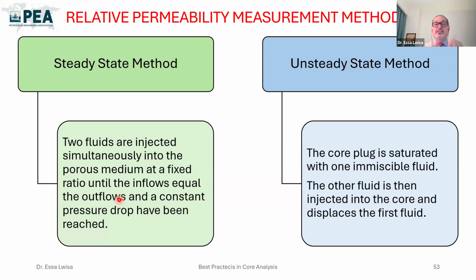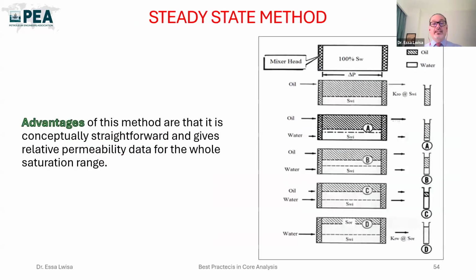So for steady state, you inject both phases into the sample. In unsteady state, you inject only one phase. For example, your sample will be saturated with brine, and then you inject only oil. Of course, you will start producing brine, and then there will be breakthrough. So the effluent will be oil and brine. Then the amount of brine will decrease, the amount of oil will increase until there is no more water coming out of the sample, and then you are at the Swi. At that point you stop the measurement. Okay, so that is the unsteady state.